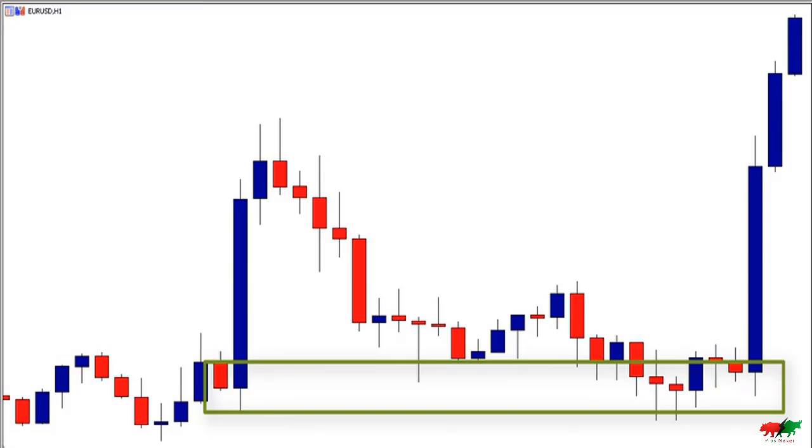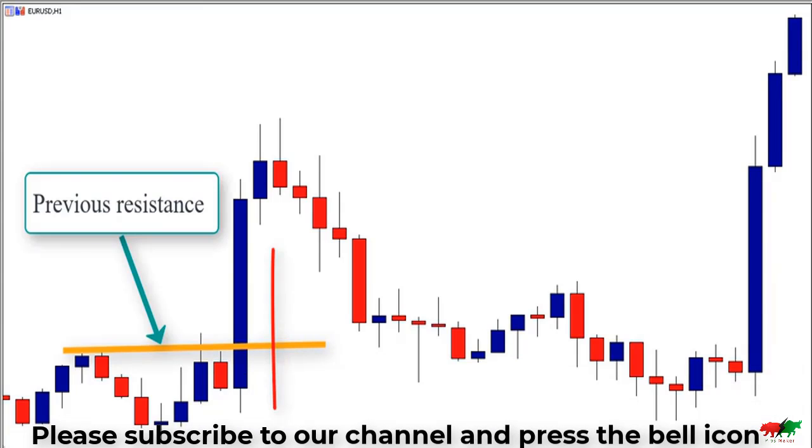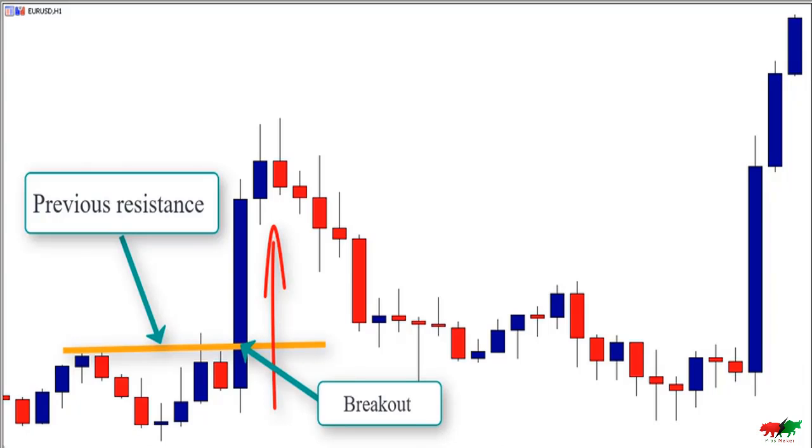The previous resistance level is this one. As you can see, this level was strongly broken by the market. This breakout indicates that this strong move is made by a bank or a financial institution. Because when banks enter the market, they risk millions of dollars. So the market goes crazy and doesn't care about support or resistance.